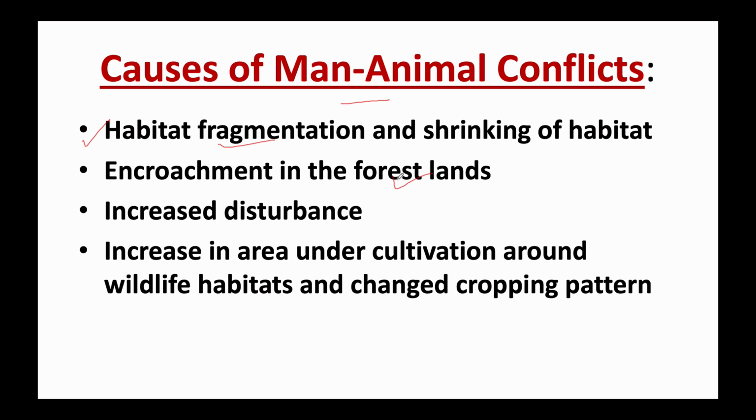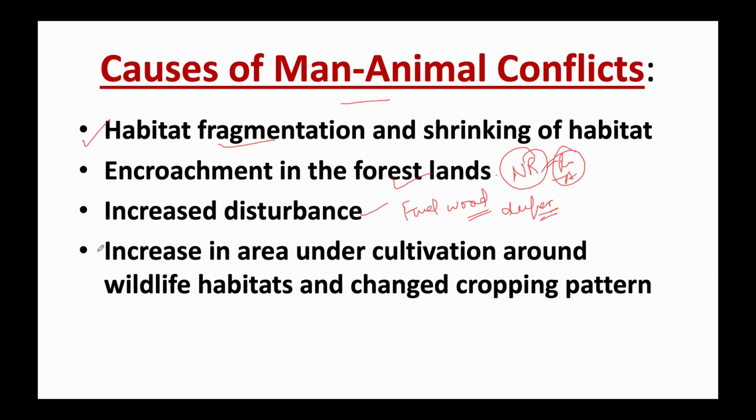Next is encroachment of forest lands by local people. It has resulted in shrinkage of wildlife habitats again, especially on the fringes, which has increased the pressure on limited natural resources. Natural resources are being shared by the rural people and the animals, so there is a conflict. Increased disturbance is another, especially due to fuel wood, because every year rural people tend to move deeper into the forest, and then these conflicts are normal.